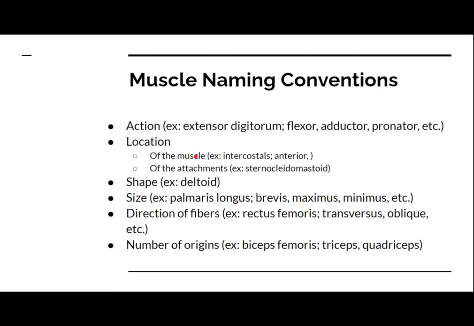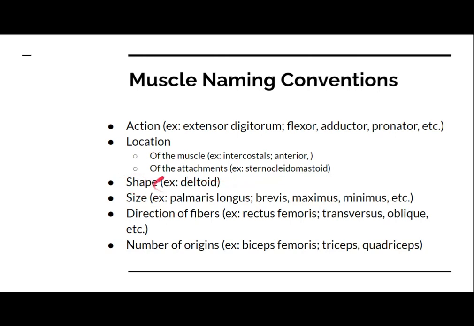You'll also see some of the names that refer to the location of the attachments, either the insertion or the origin. Like this very fun muscle here, the sternocleidomastoid. You see the sternum. Cleido, I don't know if we've talked about this as much, but cleido refers to the clavicle, your collarbone. And then mastoid, like where your mastoid process is on your skull. This muscle right here connects to all of these parts here. It attaches to the sternum, the clavicle, and the mastoid process.